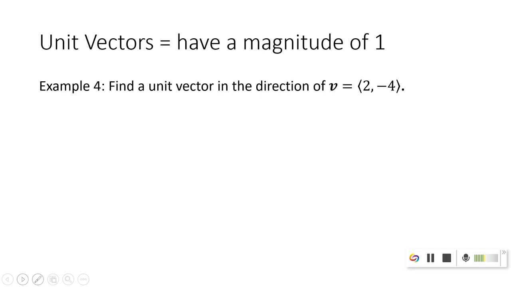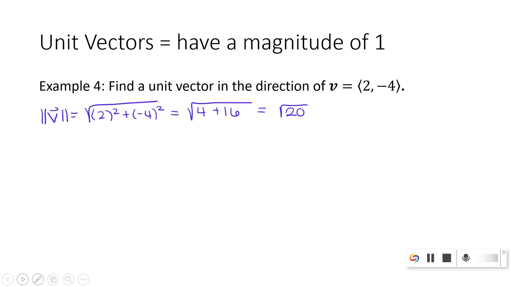And there's my solution. All right, one more definition. A unit vector is something that has the magnitude of 1. So a unit vector has a length of 1. So for example, if we're going to find a unit vector in the direction of v equals 2, negative 4, we basically just need to modify this vector so that it has a magnitude of 1.